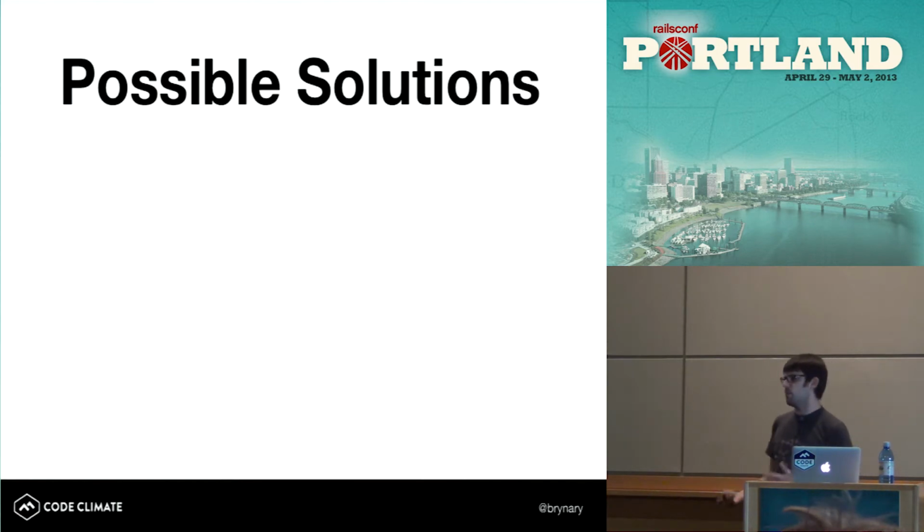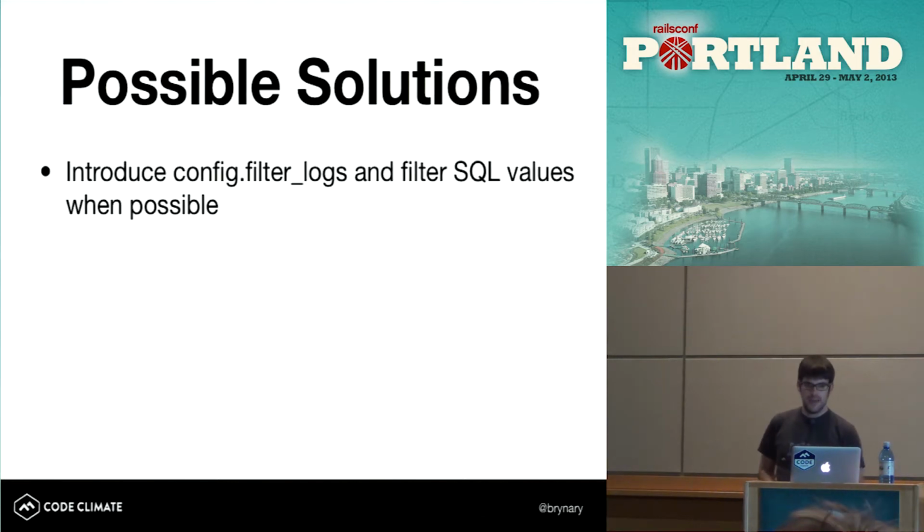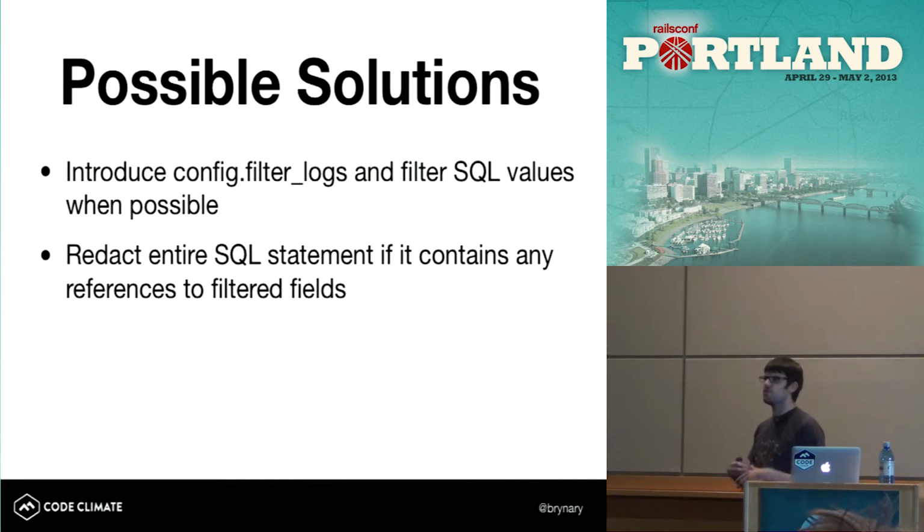But how could Rails help us with this? What could Rails do, even though it has a good default log level for production, to help us even in this case? And I would propose that it could introduce a config filter logs value, which also affects SQL statements in addition to HTTP parameters. And you could redact the SQL statements if they contain reference to filtered fields, like passwords.